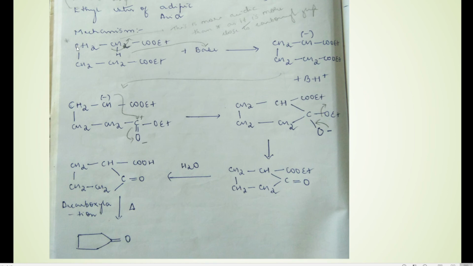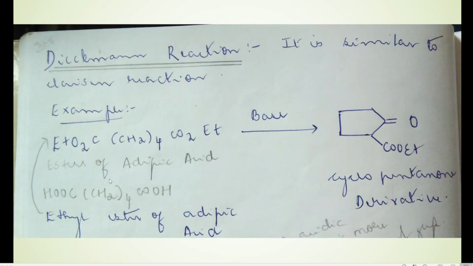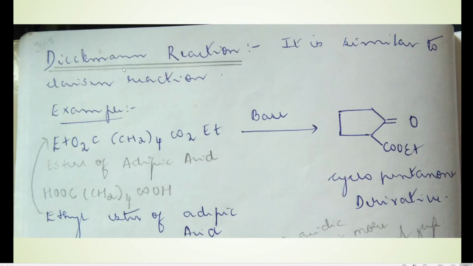So take your first reactant, that is CH2 4 times COOEt. Now students, look here. This might look like a very complex reactant, but it is nothing but 4 times CH2. So how will you write it? 1, 2, 3 and 4. 4 times you will write CH2. It is actually a long chain molecule, but we have written it like this.